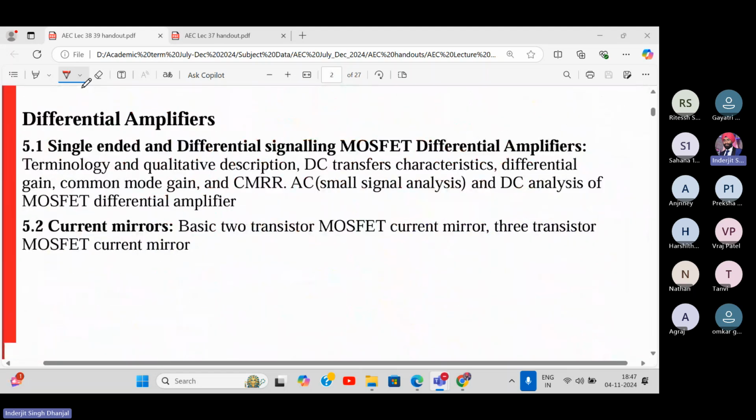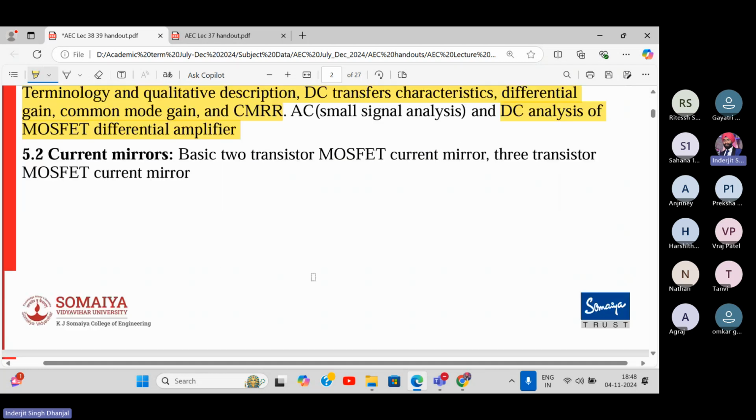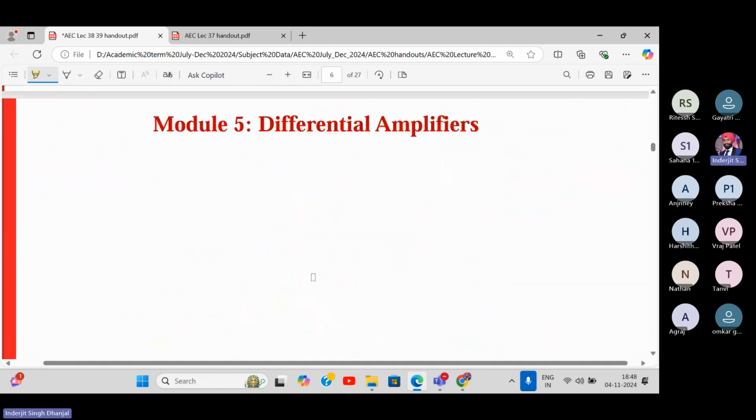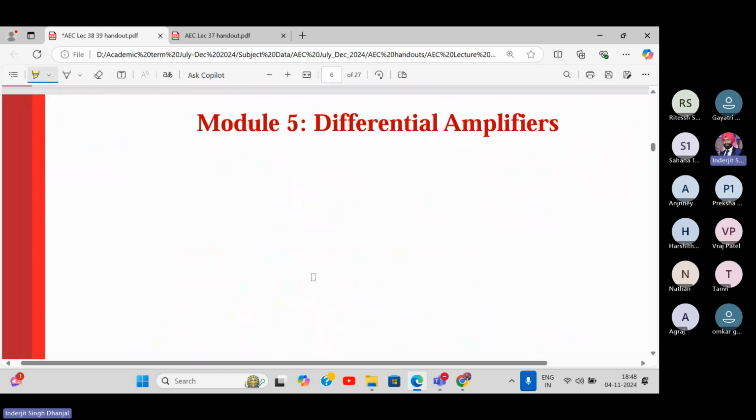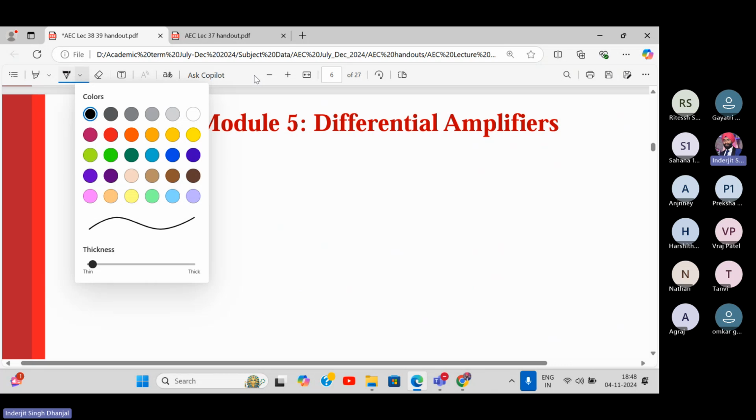See, in differential amplifier, we have completed so far terminology, quantitative description, DC transfer characteristics, then differential and common mode gain, CMRR. Then we have also completed DC analysis of differential amplifier. AC small signal analysis is left, which we are going to cover today. And then tomorrow onwards, we'll start with current mirrors. So let's start with the numerical. Very, very important. I'm only going to solve one, and the rest will be variations of it.